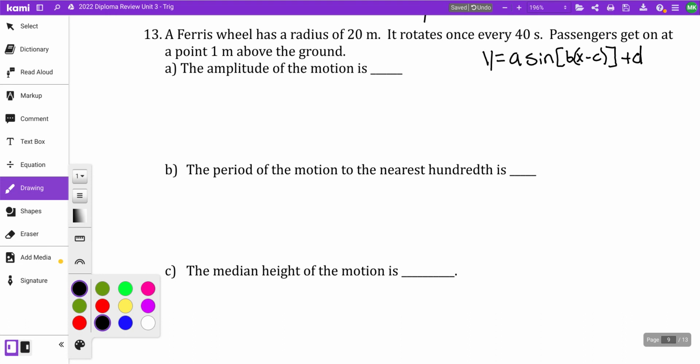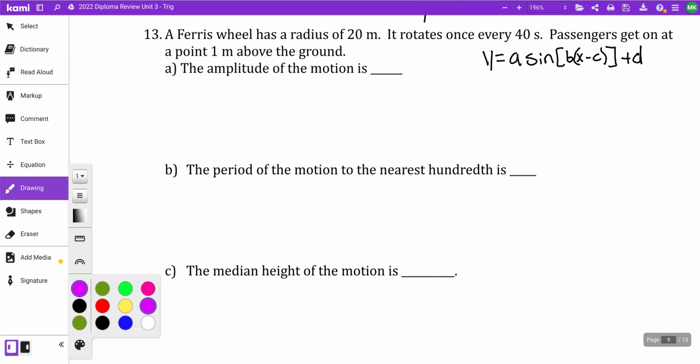Wouldn't it be a cosine graph because it starts at the bottom? It could be a cosine graph, could be a sine graph. Cosine and sine graphs make the exact same pattern, right? The only difference will be your C value. This question does not ask you for your C value. If it did, it probably would tell you whether you're making a sine or a cosine graph. So technically you could make this as a cosine graph as well. I'm going to make sine. I like sine graphs more.